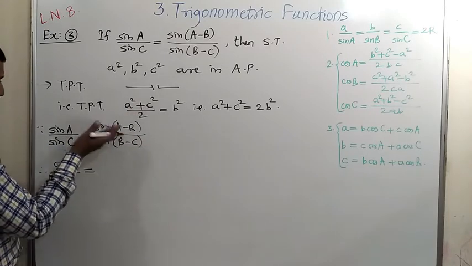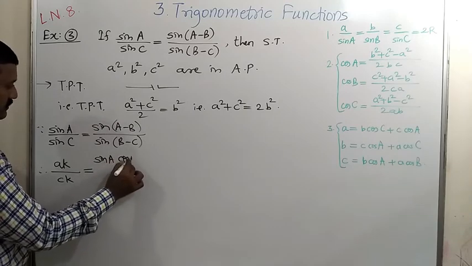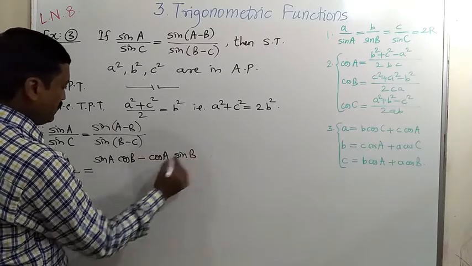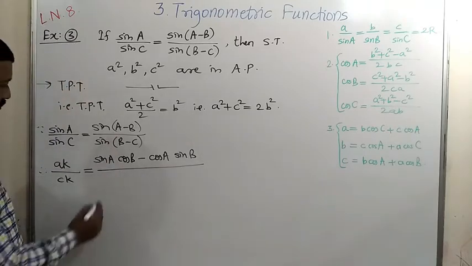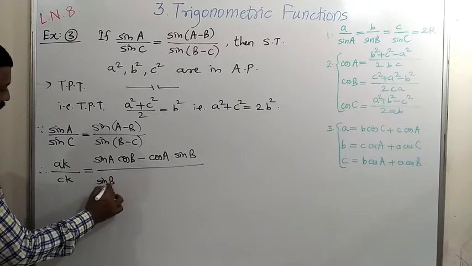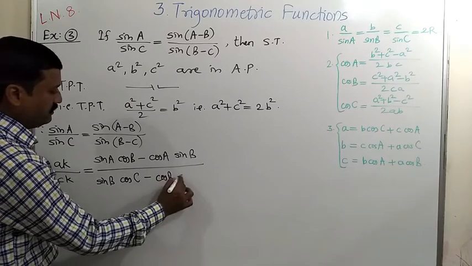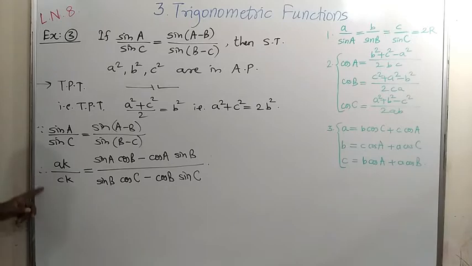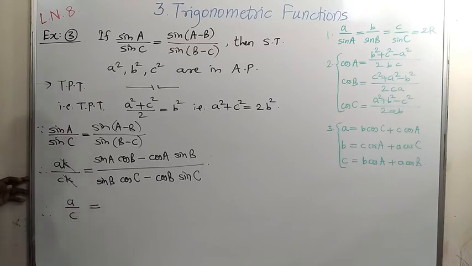Once again, in the previous example also we have used the same formula. It is sin a cos b minus cos a sin b, whole divided by sin b minus c. It is sin b cos c minus cos b sin c, a similar formula. Okay, this is the first step. Here k gets cancelled. Therefore, to the left remains only a upon c is equal.